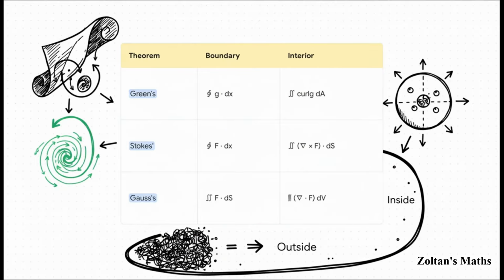And what's just so cool is that this isn't just a 2D thing. Check out this table. Now, don't get bogged down in the symbols, just look at the pattern. Green's, Stokes's, and Gauss's theorems, think of them as siblings. They are all saying the exact same fundamental thing, just in different dimensions. What you measure on the boundary equals the sum of what's happening in the interior. The outside tells you about the inside. It is one of the most powerful and beautiful ideas in all of mathematics.